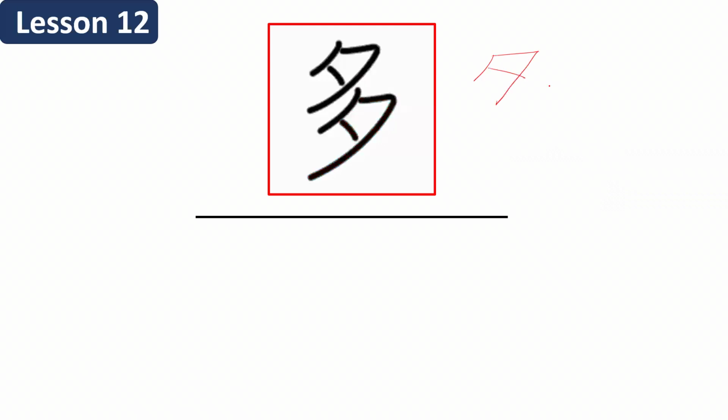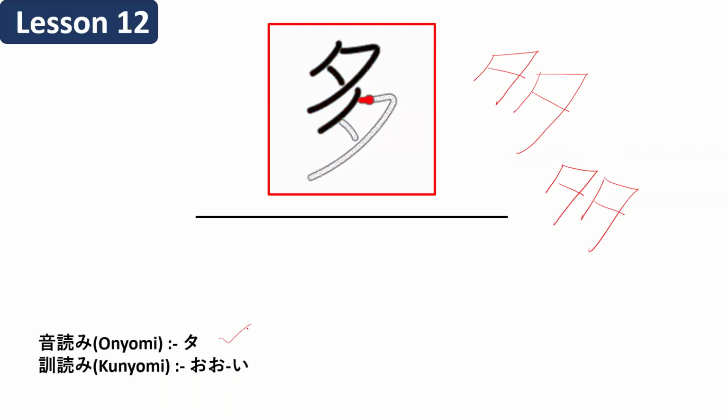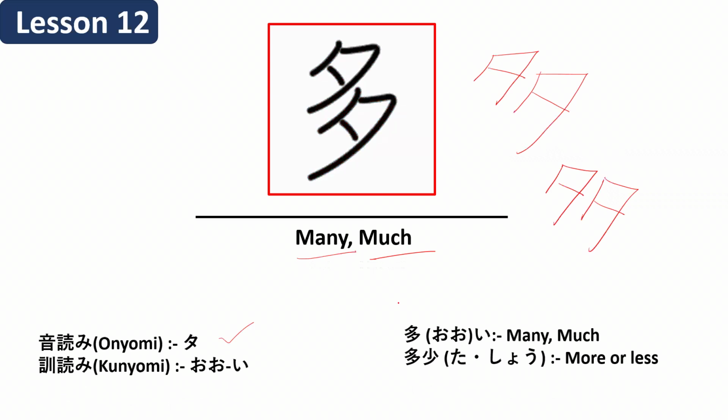Ichi, ni, san, shi, go, roku. Onyomi is ta. Kunyomi is oi. Oi is many, much. Tasho is more or less.